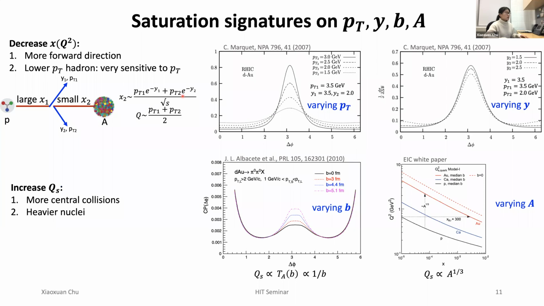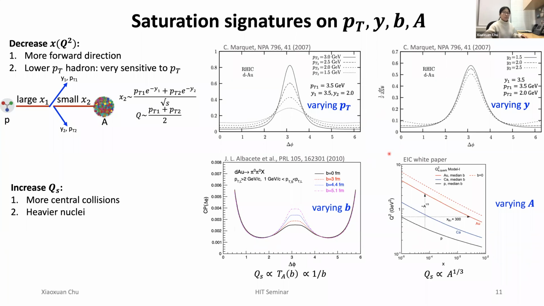The other aspect is varying Q_S, the saturation scale. The saturation scale is predicted to be inversely proportional to the impact parameter b and proportional to the mass number A, as I previously mentioned. So by probing more central collisions compared to peripheral collisions, we could see more suppression in central collisions. And going from proton to gold, a high-A nucleus, when the mass increases, Q_S increases, which also helps us access the small x saturation regime.